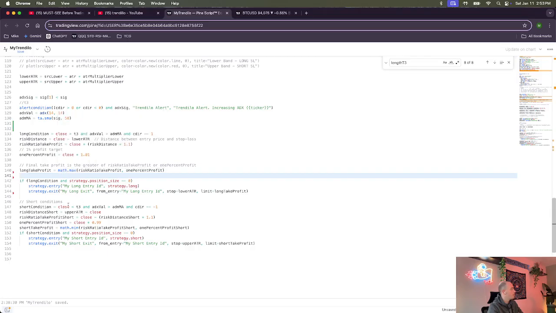It's basically the opposite for the short. You'd have closes under the T3. Still, the ADX is greater than the moving average, because that's non-directional. And the Trendilio is -1, which is how it's coded for short. So same thing, with the risk ratio of 1.1 or profit of 1%.